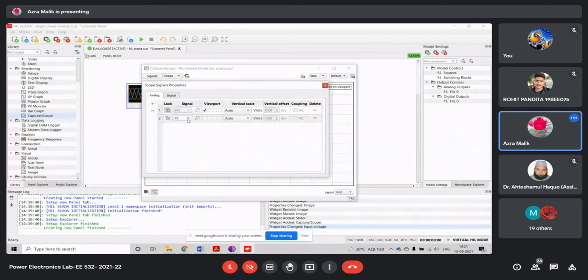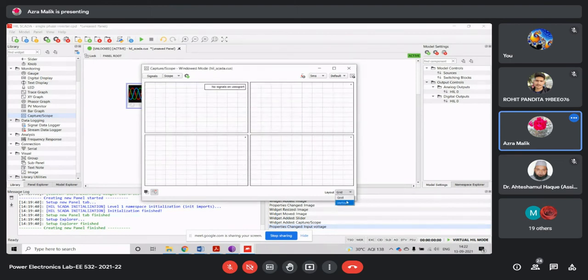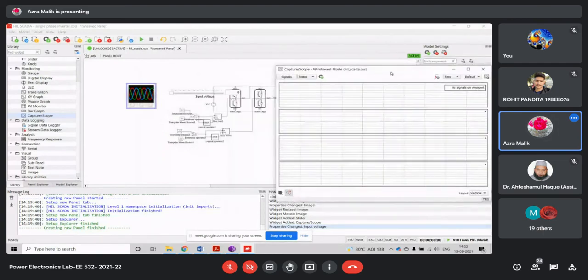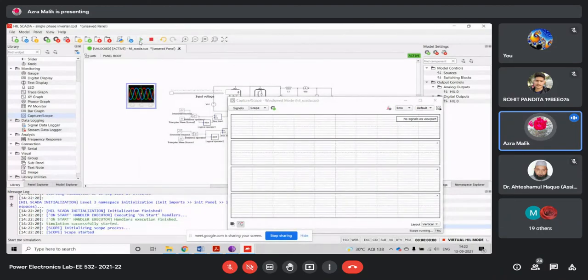Source voltage first, then we can take as inverter output, inverter voltage at the inverter terminals, and then we can take the output voltage and output current. So we can start the simulation now.